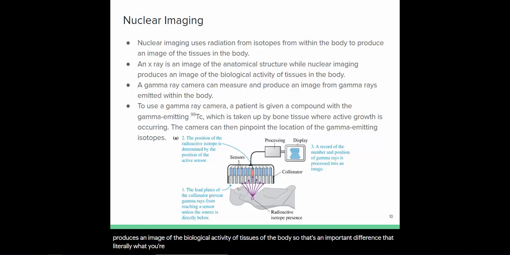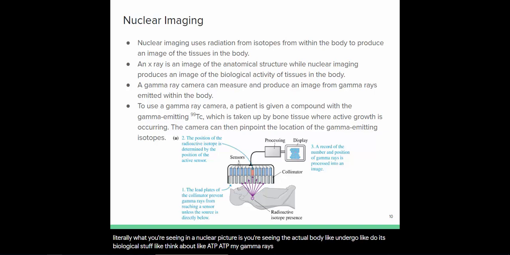Literally what you're seeing in a nuclear picture is the actual body undergoing its biological processes. Think about ATP becoming ADP and stuff like that.